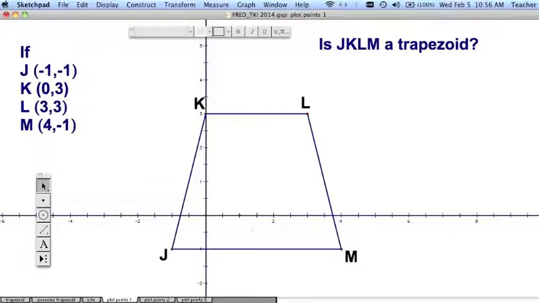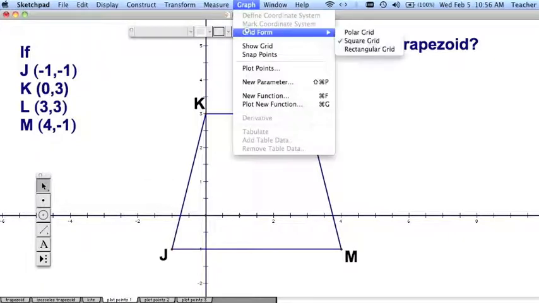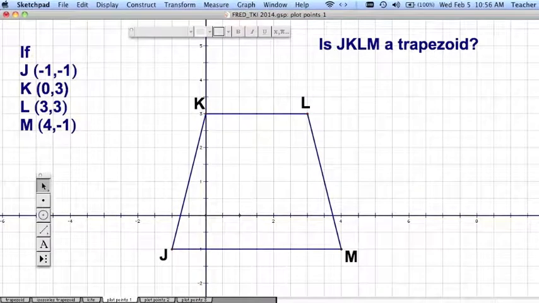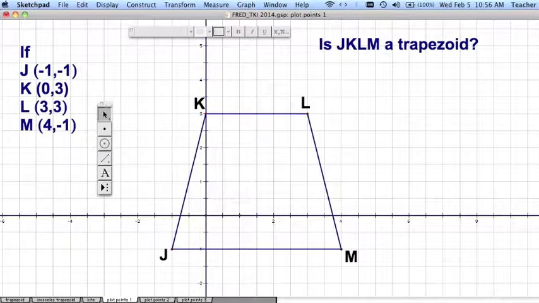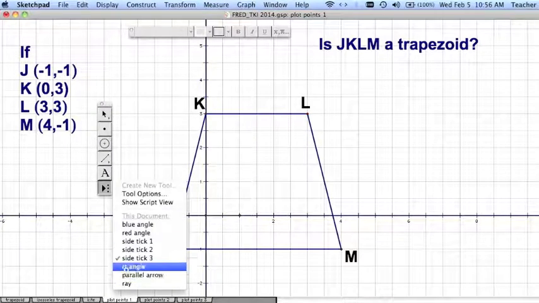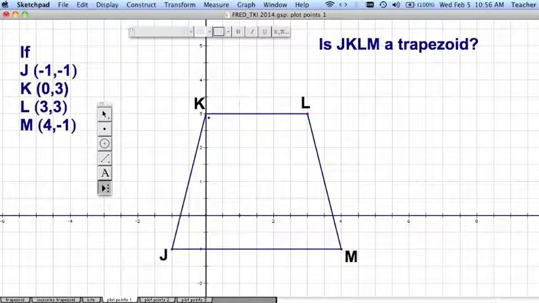So I guess if you left the grid on there, you might see this a little more easily. What's the slope of KL? 0. What's the slope of JM? 0. Two lines have the same slope. They are parallel. So I'm going to put my little parallel tick marks in there. Where's my parallel arrows? From K to L. There you go. J to M. Done. There's like 2 tick marks.